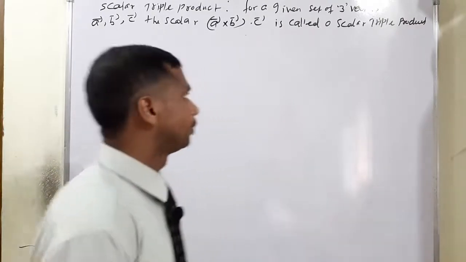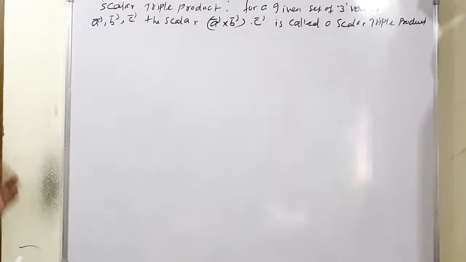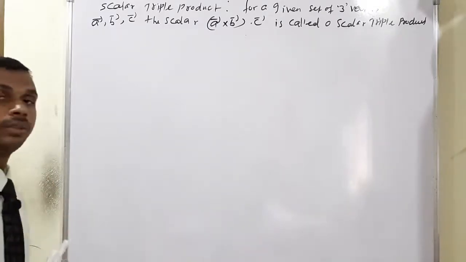In this conversation, we are going to discuss theorems. I'm moving to theorem 6.1, which is called the scalar triple product, one of the important theorems.